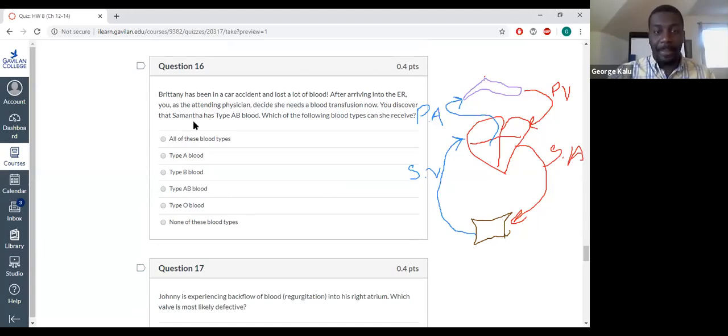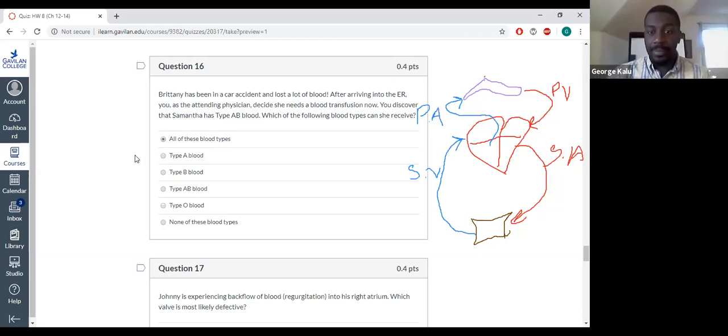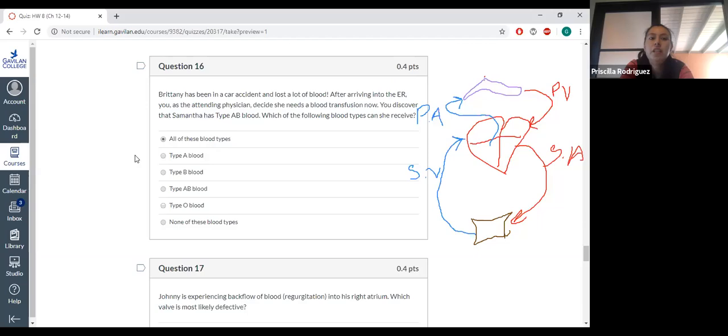You discover that Brittany has type AB blood. So which of the following blood types can she receive? So we got type A, B, AB, O, all of them, or none of them. All of them, right. And why is that? Because its antigen is AB, but it has no antibodies, right?